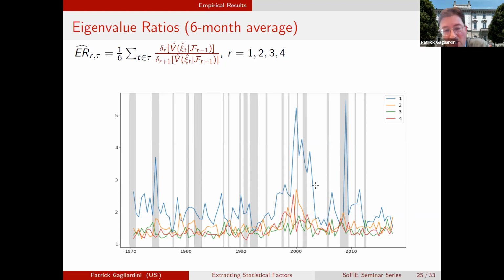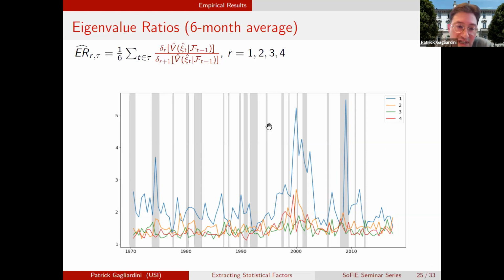Now, in this plot, what I display are the time series of 6-month averages of the different eigenvalue ratios. The blue line is the ratio between the first and the second eigenvalue. Then the orange is second to the third, etc. We see that across the sample, at most dates, the first eigenvalue ratio is the largest, which according to this criterion is suggesting one conditional factor. So we interpret this as evidence of the presence of one dominant factor in this data set, which is a finding of course here.